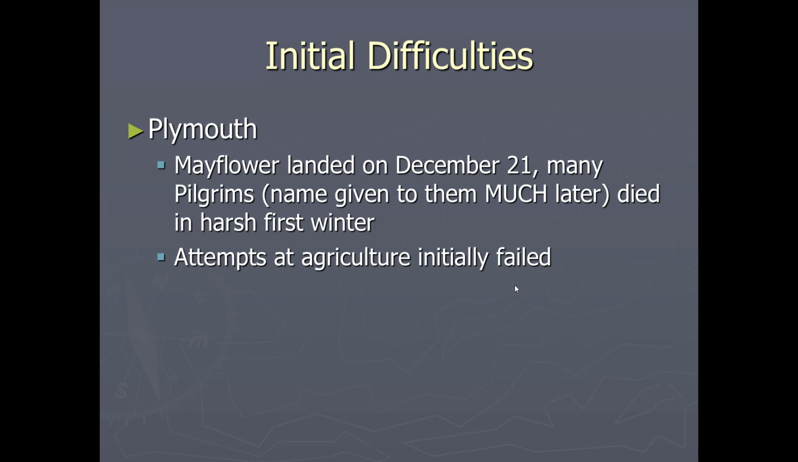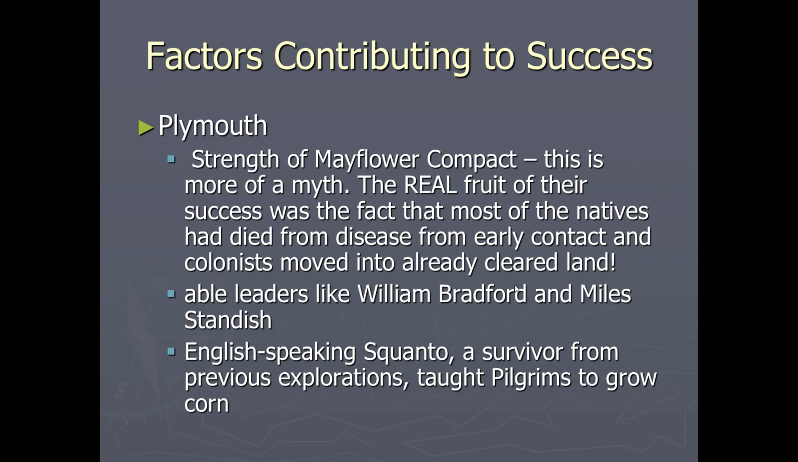The difficulty is that they landed December 21st, and if you've ever been in Boston in December, it's very, very cold. They're also going to go through a time period where they're not going to have any crops grown, but with the help of a Native American named Squanto, they'll begin to grow crops in the spring. Because of the strength of the Mayflower Compact, this was the real fruit of their success and one of the reasons why they were able to survive.